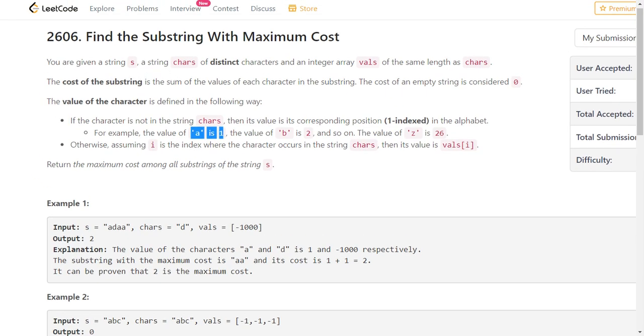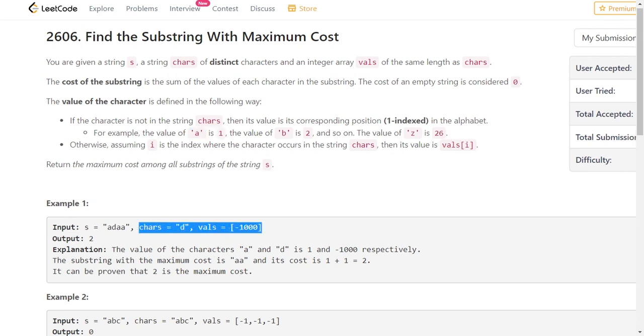So given a string S and a characters array of distinct characters and an array vals, okay. One thing is these two will always have the same length, right? The chars string and the vals array will always have the same length. The cost of a substring is the sum of values of each character in the substring. The cost of an empty string is considered as zero, right? If the character is not in the string chars, then its value is the corresponding position in the alphabet.